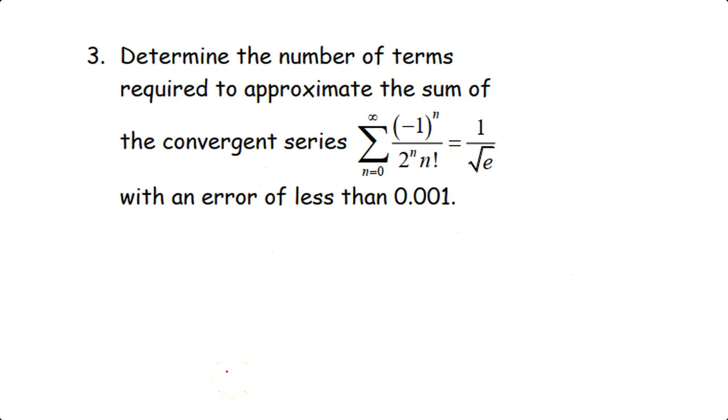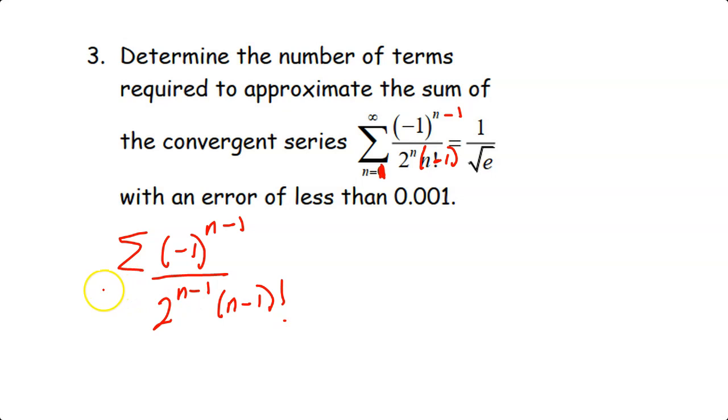Our last problem here says determine the number of terms required to approximate the sum. Well, we've got to be careful here because this says n equals 0. So if I said this was n equals 1, that would mean I'd have to make this n minus 1 up here, and then this being n minus 1 factorial down here. So let's look at it that way. So I have the summation of negative 1 raised to the n minus 1 over 2 to the n minus 1 times n minus 1 factorial.